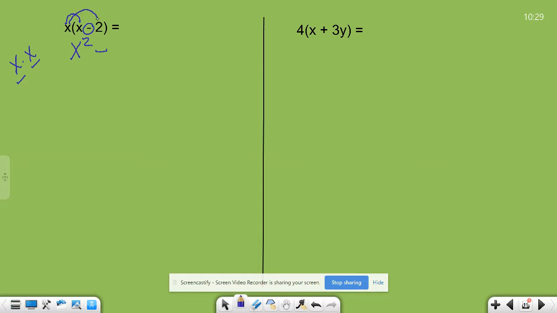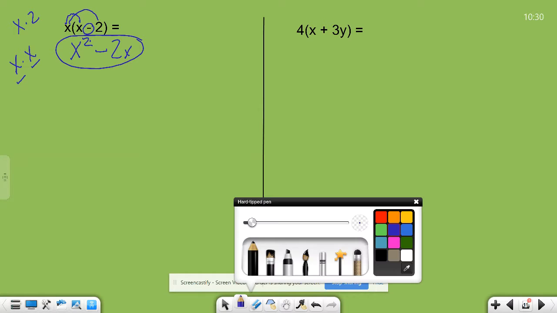Subtract x times 2 is just x times 2, and we always put the number first, 2 times x. So that's it, finished. x times x is x squared. Subtract x times 2, which is 2 times x. And that one is finished. Now this one is a little different than over here.